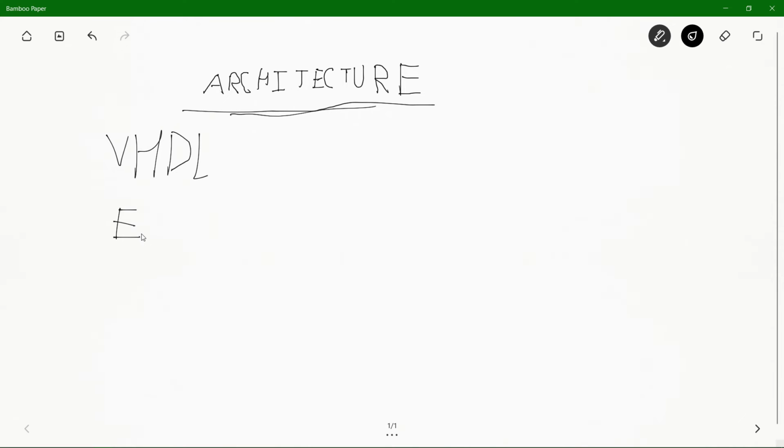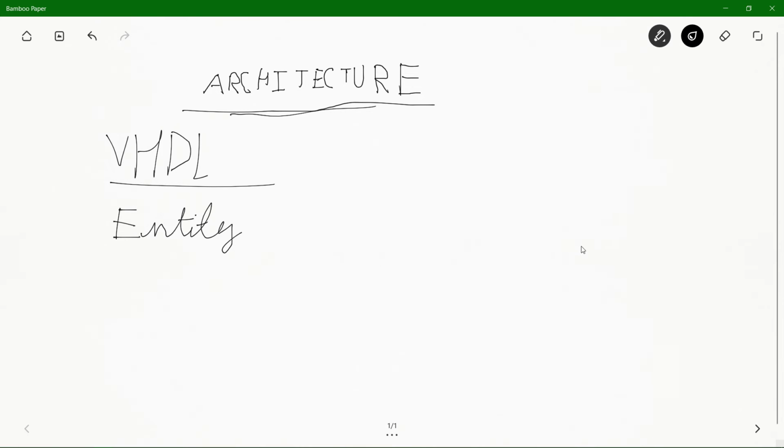We have discussed about entity, and what we have discussed in case of entity. If you guys are having any issues, then you can check up my previous video. I'm just giving a short description in this video about entity. Entity defines what will be my input output port, or what will be the specifications of my input output port while writing my VHDL language.